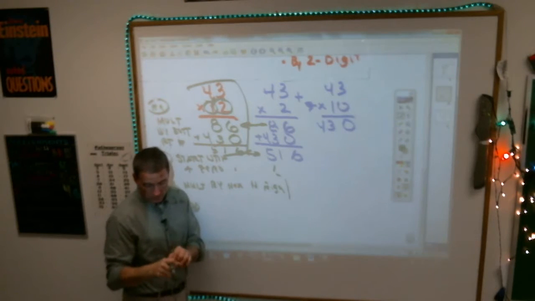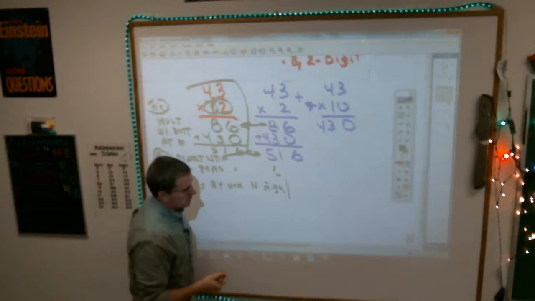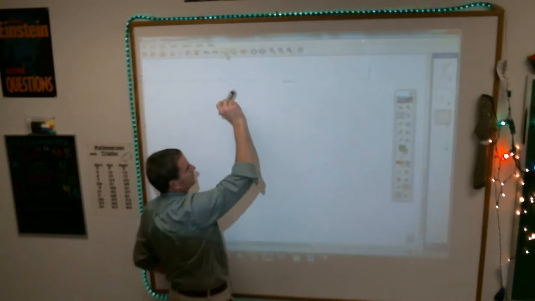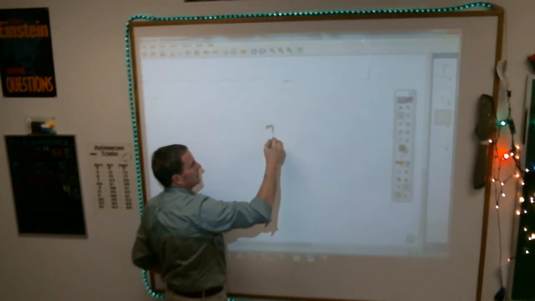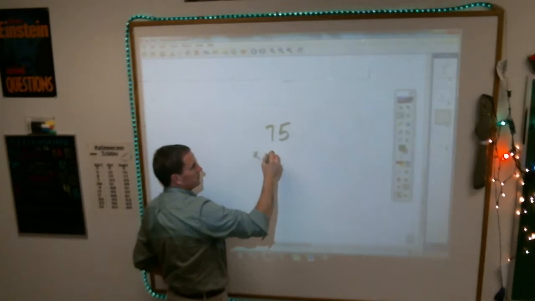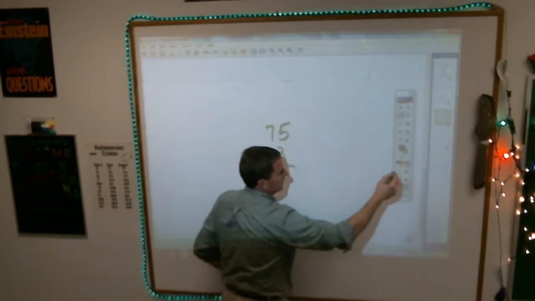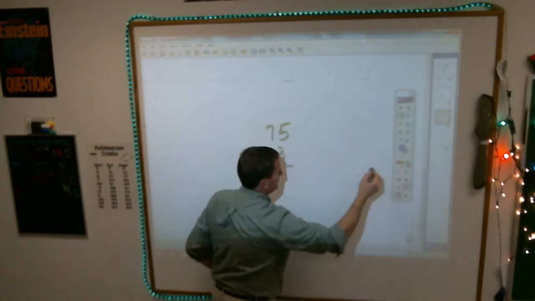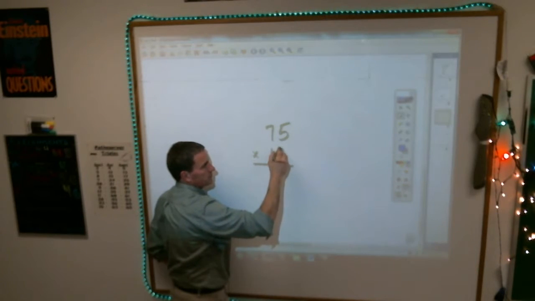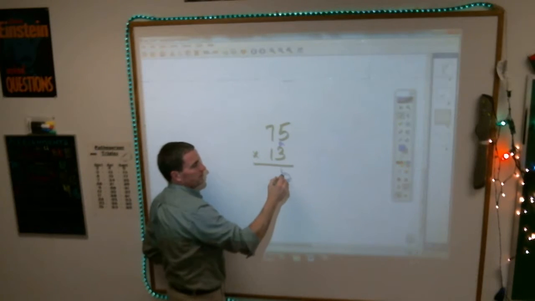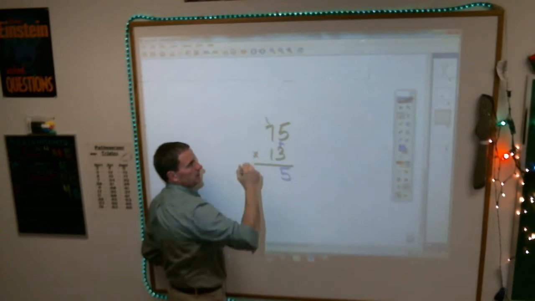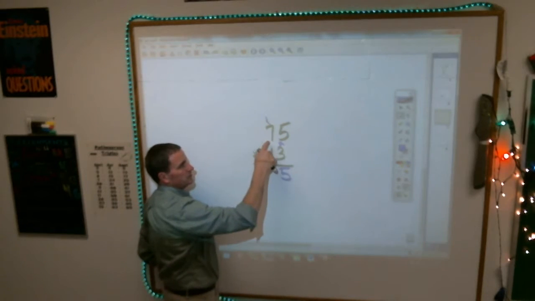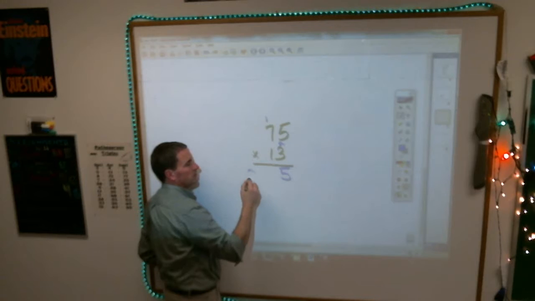Remember what an algorithm is? The way you do something no matter what the double-digit multiplication is. Let's say it is 75 times 13. You always start with the ones place. You always multiply by this one first. 3 times 5 is 15. You're going to have to carry, if need be. 3 times 7 is 21, plus that up there is 22.